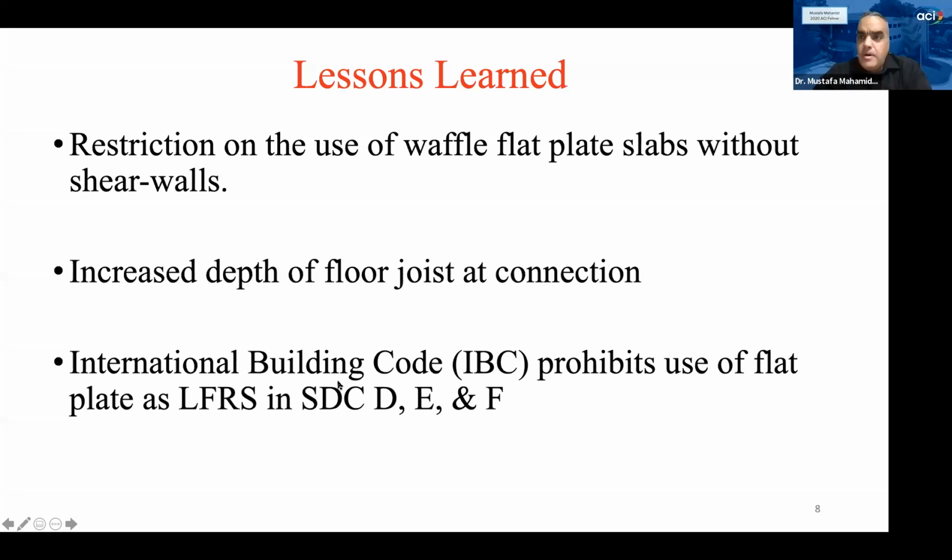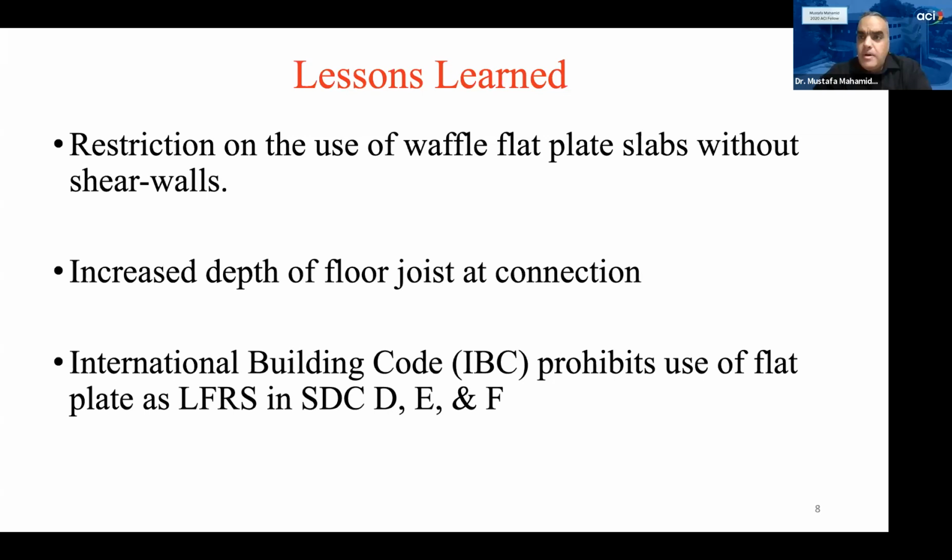And we know now, upon the research and learning from these failures, that the International Building Code (IBC) prohibits the use of flat plate as a lateral force resisting system in seismic design categories D and F. Okay, it's not as a gravity system, as a slab system. No, it's as a lateral force resisting system, so as a moment frame. So the slab and the column as a moment frame, that's prohibited.